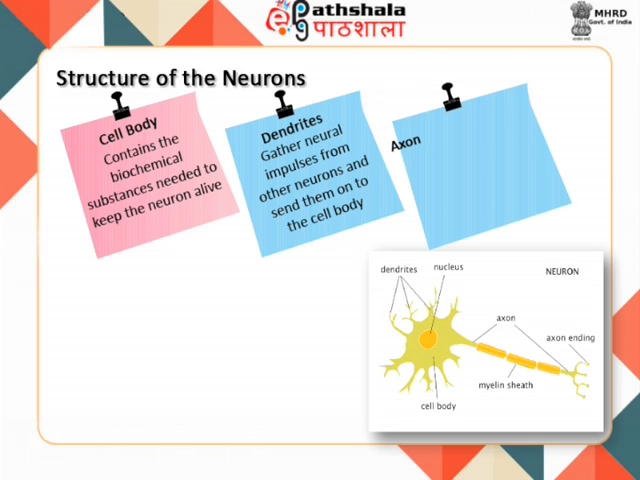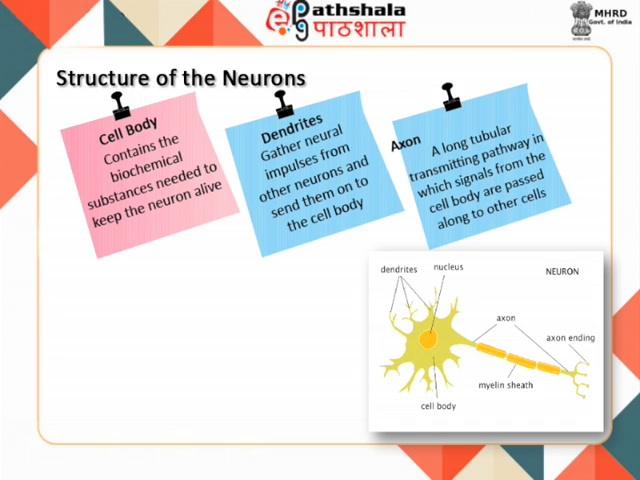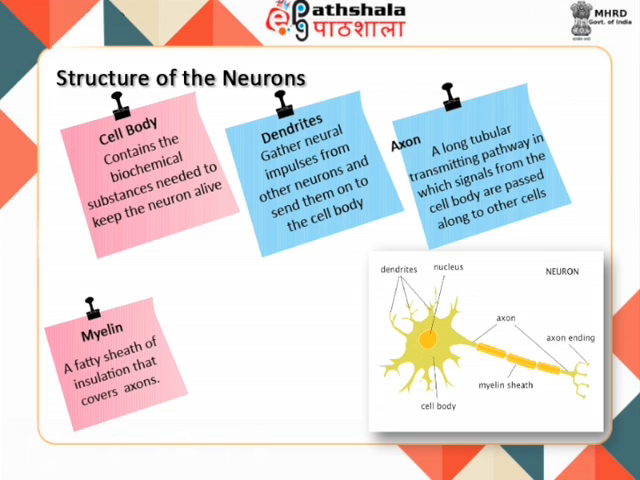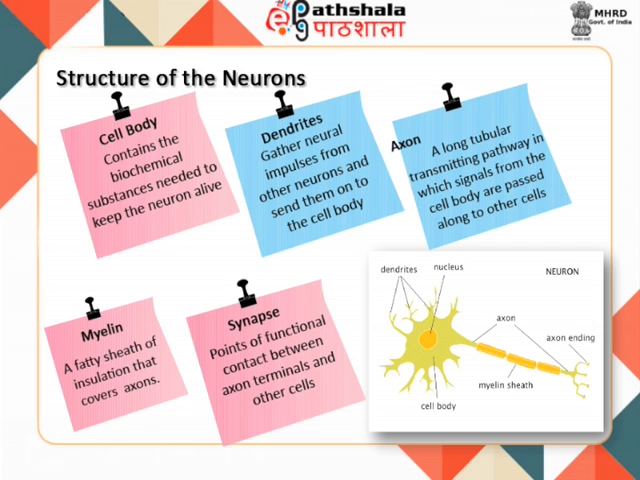Axon, on the other hand, is a long tubular transmitting pathway in which signals from the cell body are passed along to other cells by means of junctures known as synapses. Myelin is the fatty sheath of insulation that covers axons. Synapses are the points of functional contact between axon terminals and other cells.